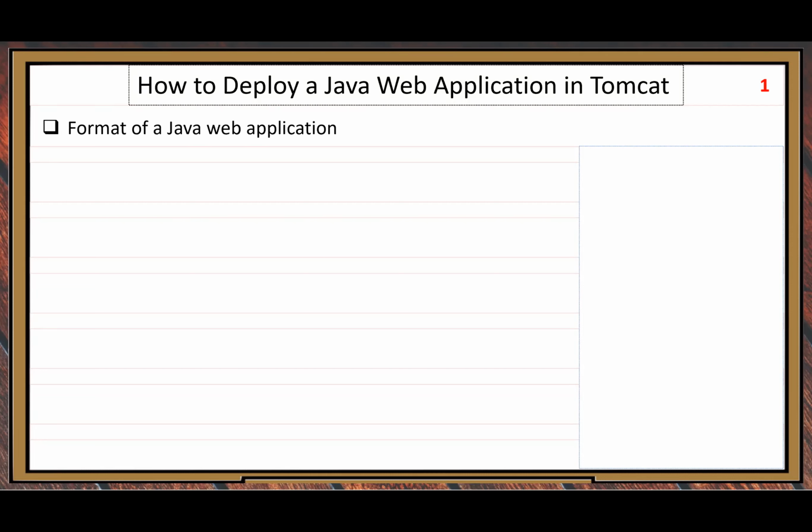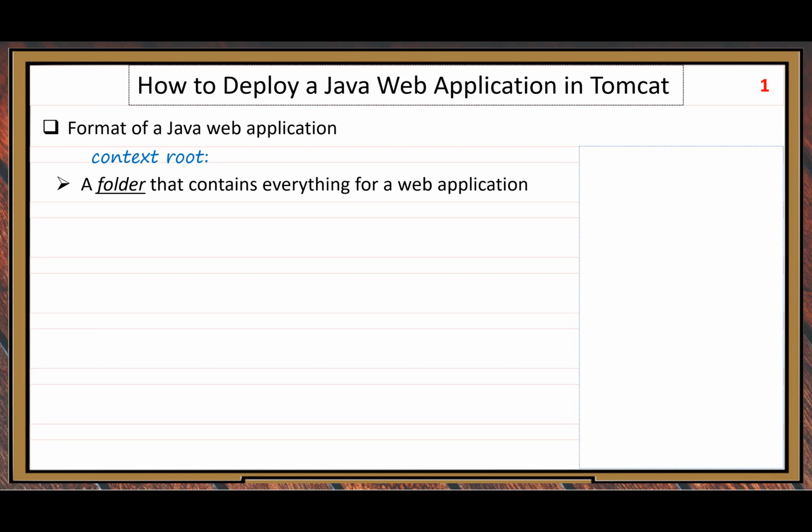Your web application, in what kind of format? We want to learn that first. The first type is a folder that contains everything for a web application. Just a simple folder. All the resources are organized in subfolders and files inside this root folder. Then the whole thing in one single folder, we call it a Java web application, the first format. And this folder is the root of this web application.